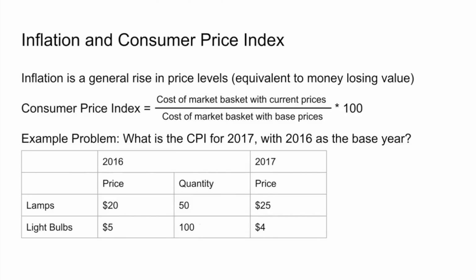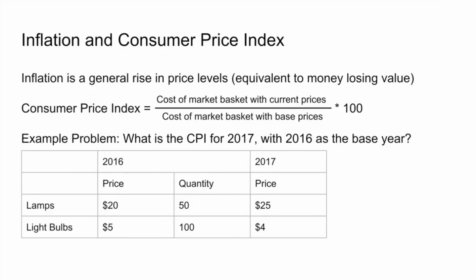Now we're getting into inflation, which is a general rise in price levels, and that's equivalent to money losing value because each dollar is not able to purchase as many goods as before. The consumer price index, which measures inflation, is equal to the cost of a market basket with current prices divided by the cost of the same market basket with base prices times 100.